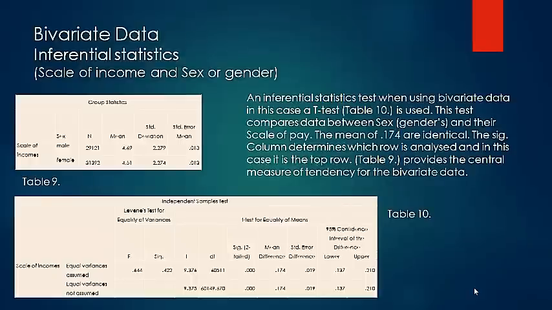An inferential test was conducted, an independent t-test, which is different to the one-sample t-test conducted previously in the univariate data. A t-test, or independent t-test, Table 10, is used to compare data, in this case, male and female scale of pay. Is there a difference? In the independent t-test, because our sig level is above 0.05, we needed to look at the top row of the table, where equality of variance is assumed in this case.